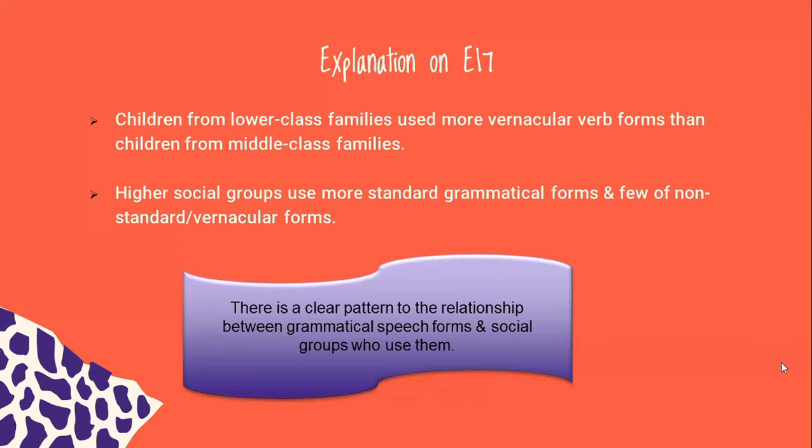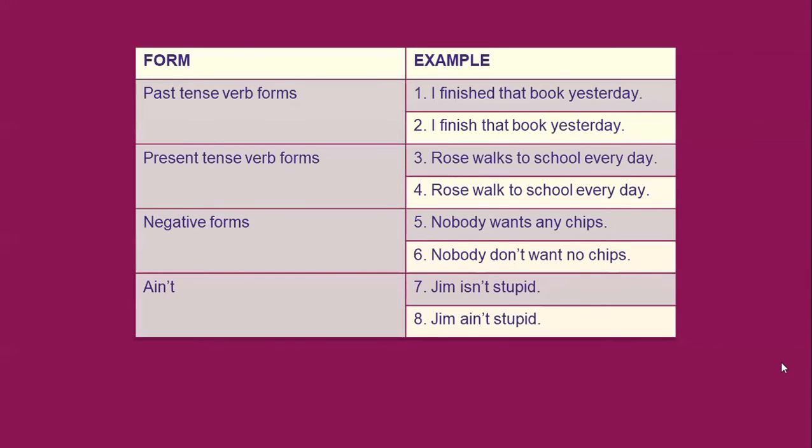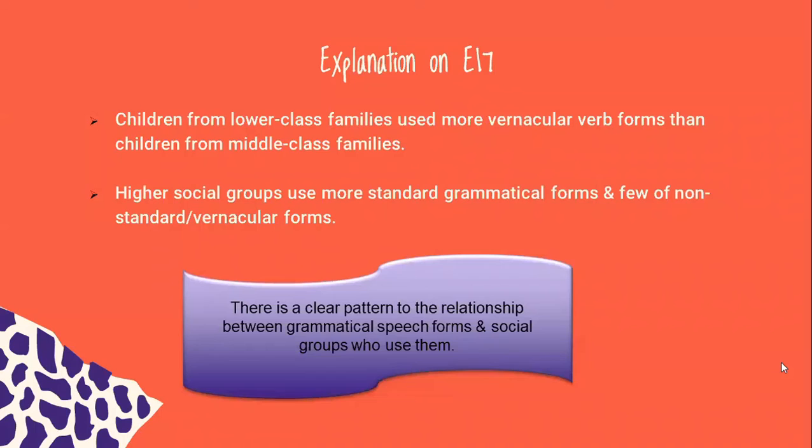So children from lower class families tend to use more vernacular verb forms rather than the standard English ones. Higher social groups use more standard grammatical forms and limited grammatical variation is acceptable. So they use few non-standard vernacular forms. So there is a clear pattern to the relationship between grammatical speech forms and the social groups who use them.